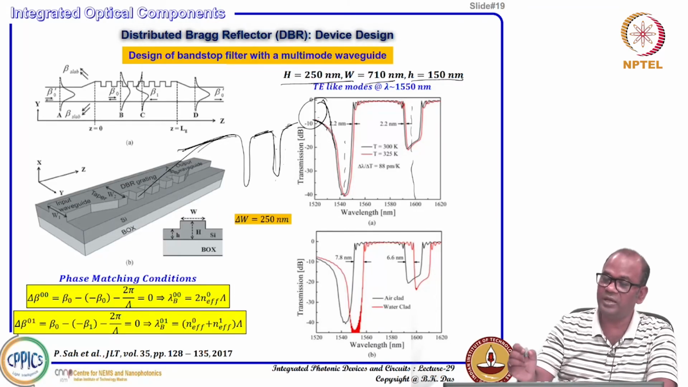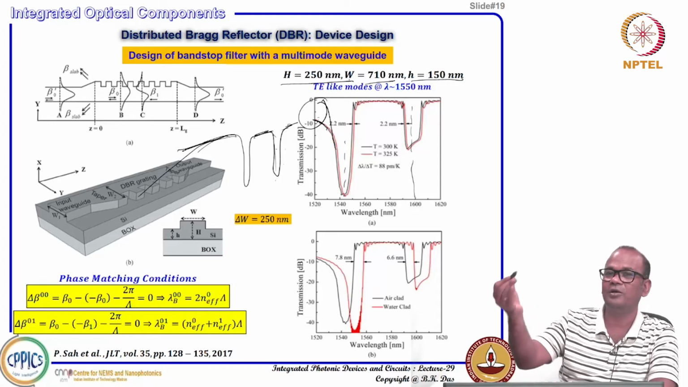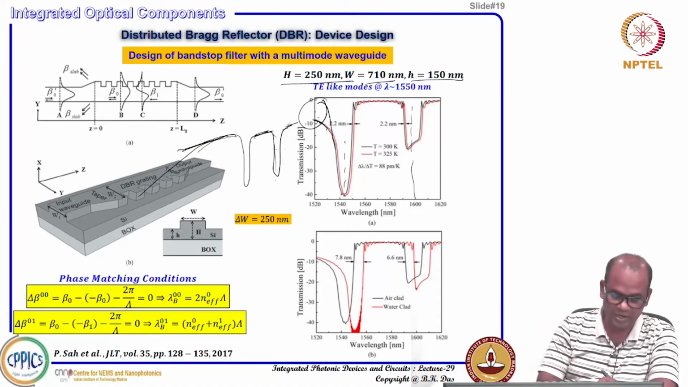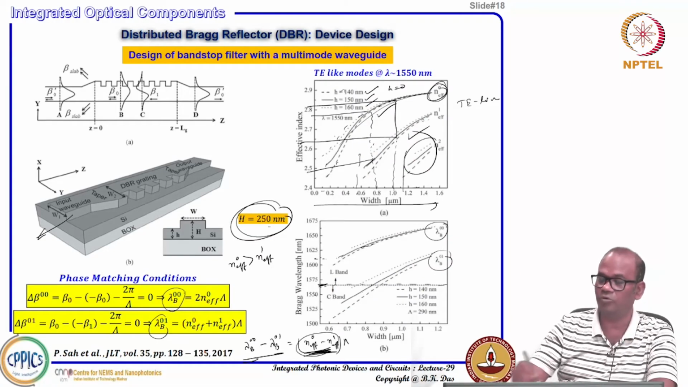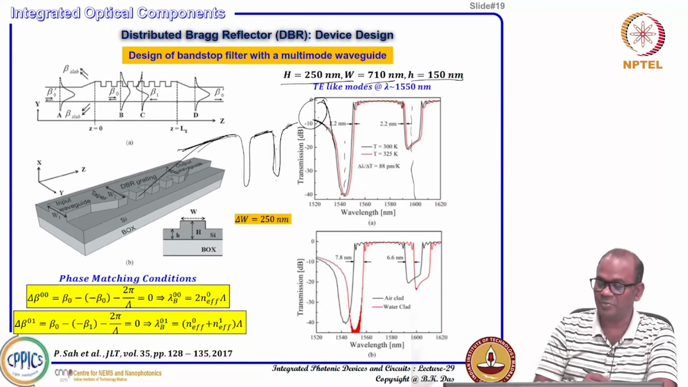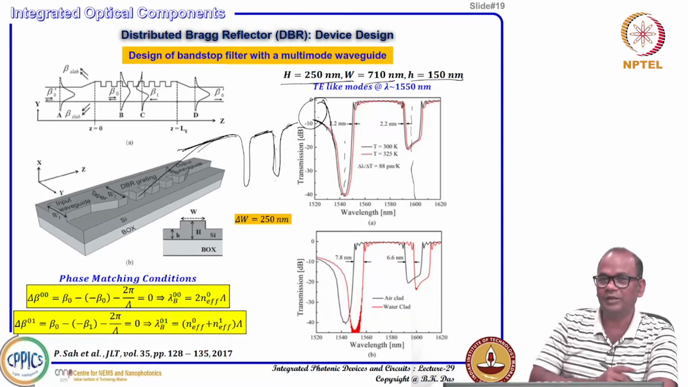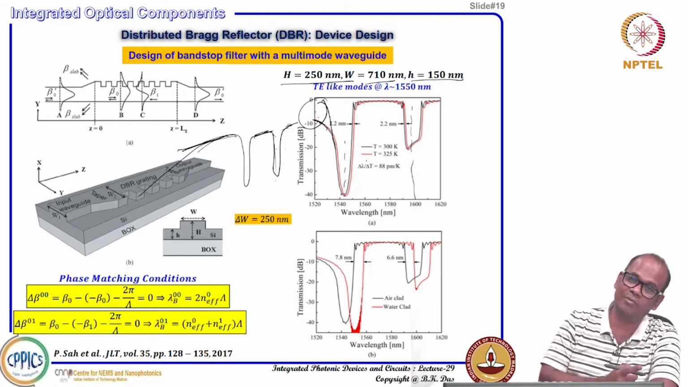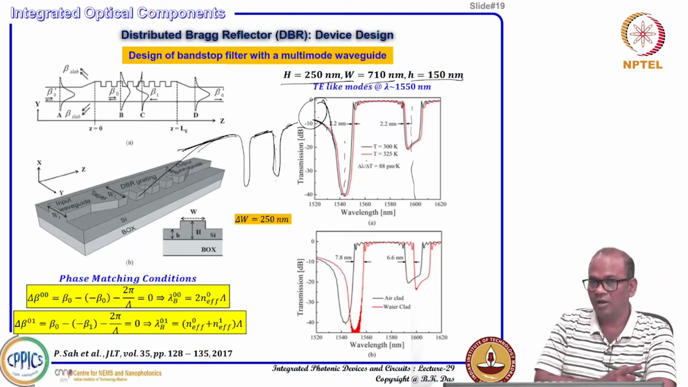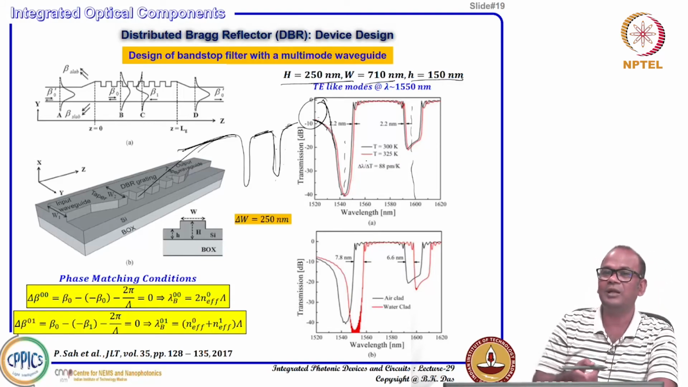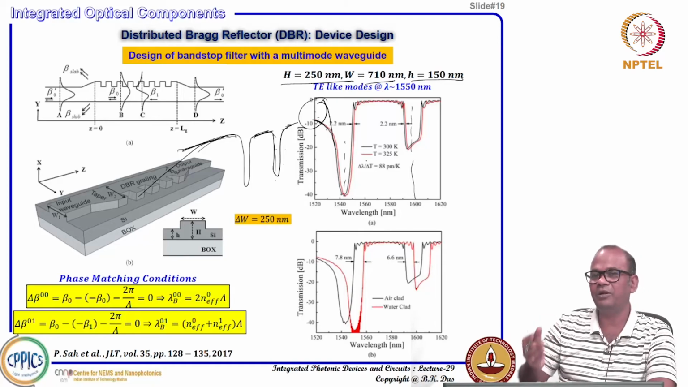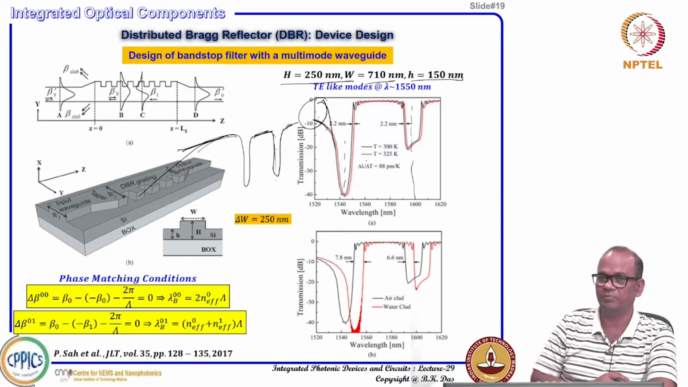But you have to be careful: if you go for a higher waveguide width, you can eventually end up guiding another mode. In that case you can expect one more stop band, at some other wavelength where it will be phase matched. So depending on the number of modes and the phase matching condition, you can get multiple stop bands in the transmission.